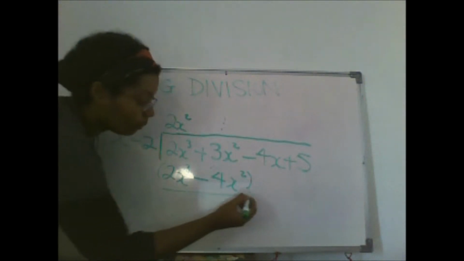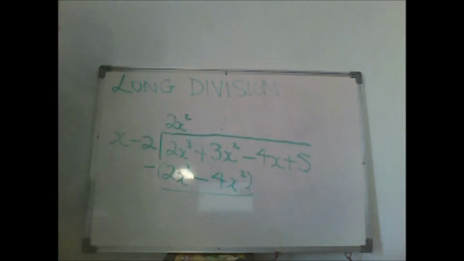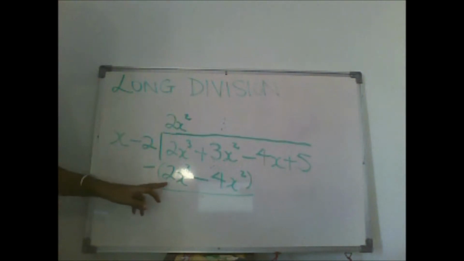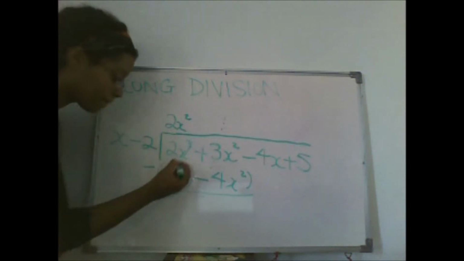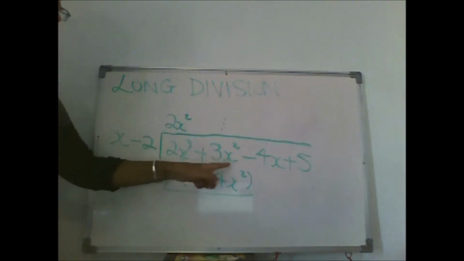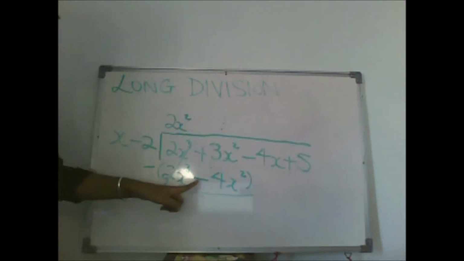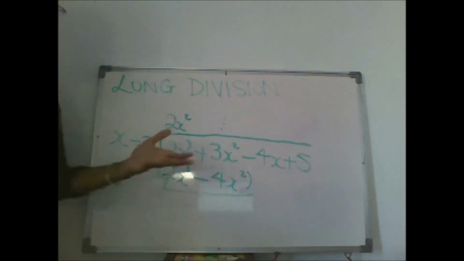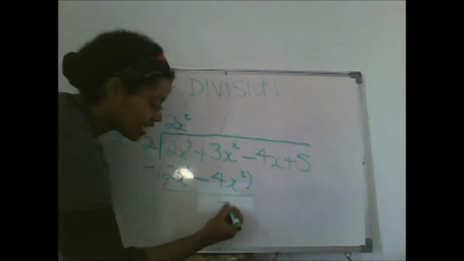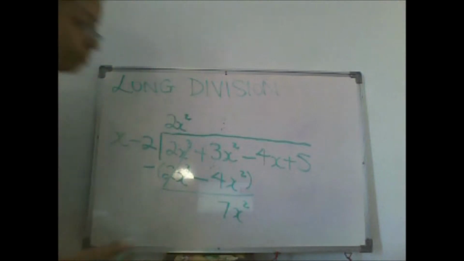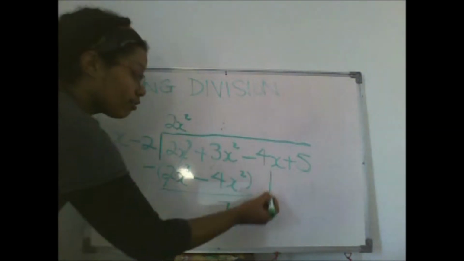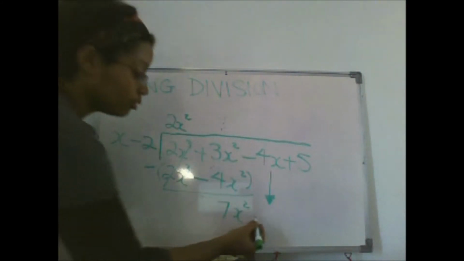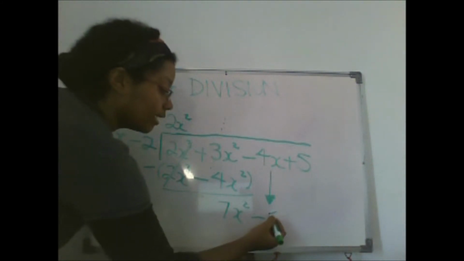So what we're going to do is subtract. We're going to work in pieces. So we have 2x cubed minus 2x cubed. We know that's 0. And we have positive 3x squared minus a negative 4x squared, which is pretty much saying 3 plus 4. So this gives us 7x squared. Then we're going to draw a nice little arrow. You don't have to, but it helps. I'm going to bring the negative 4x down to the 7x squared. Negative 4x.